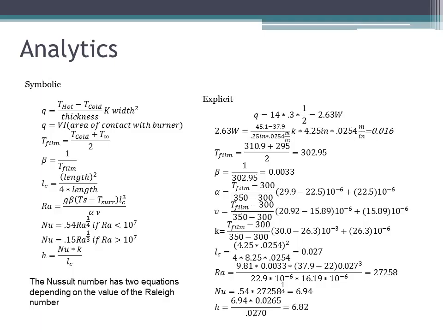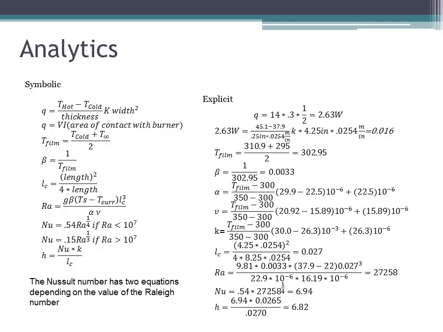We found a thermal conductivity of 0.016. We have our film temperature, and we find our beta, find all of our properties for air, and then we solve for our Rayleigh number, and we get a value that's smaller than 10 to the 7th. So we use the Nusselt equation of 0.54 times the Rayleigh number raised to the 1/4. And we get 6.94. Our H value equals 6.82.